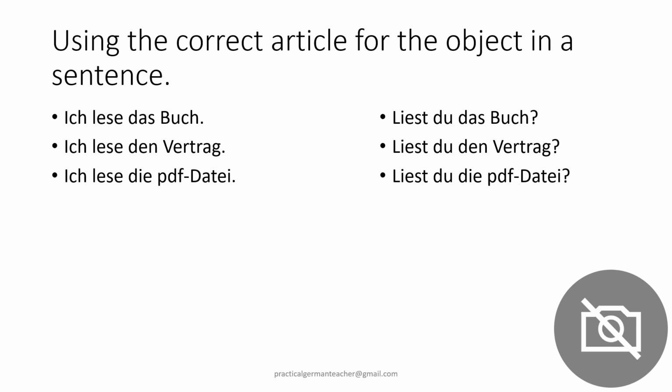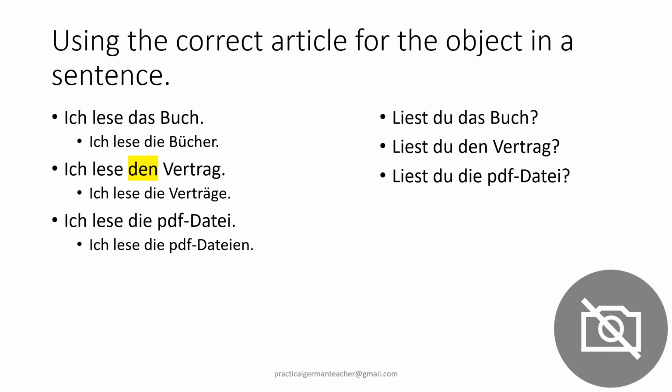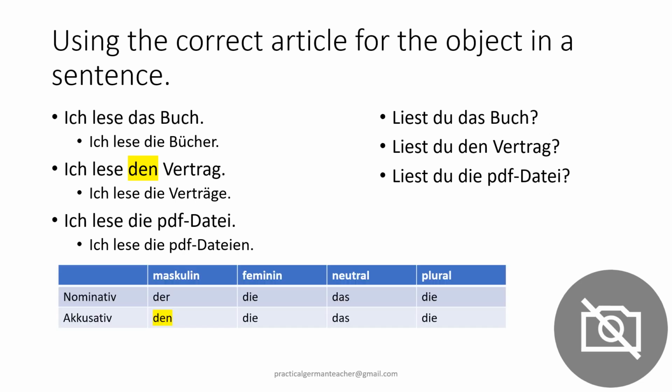Here are a few examples of sentences with actionable verbs where you have objects whose articles must be in the accusative form. Ich lese das Buch, ich lese den Vertrag, ich lese die PDF-Datei. Please focus on the second sentence. Here are a few examples where the object of the sentence happens to be plural. Ich lese die Bücher, ich lese die Verträge, ich lese die PDF-Dateien.